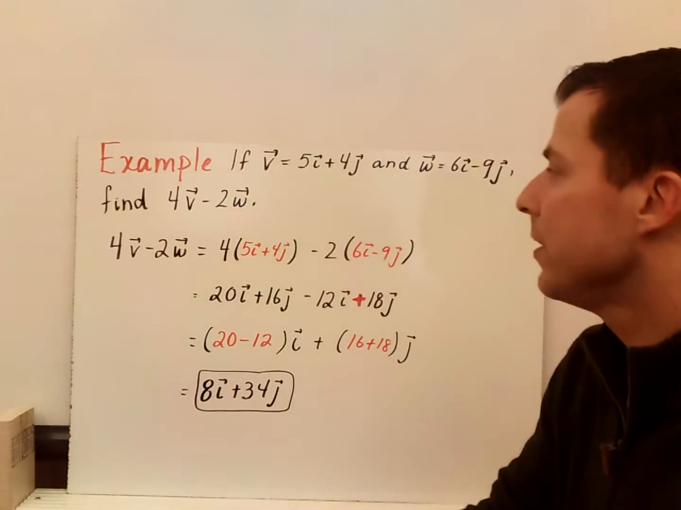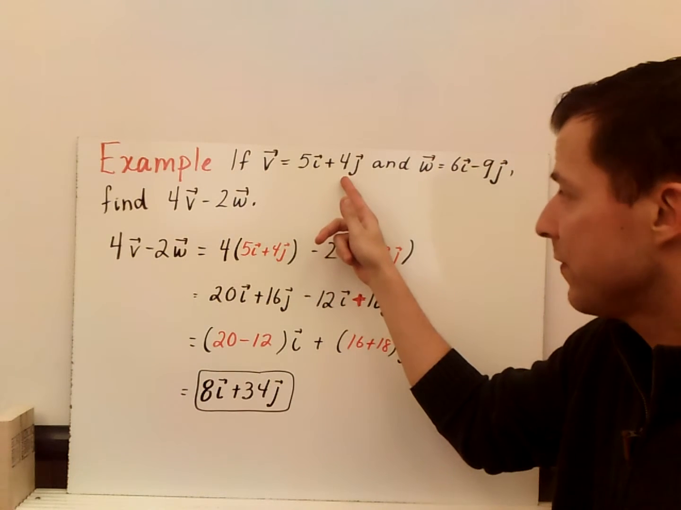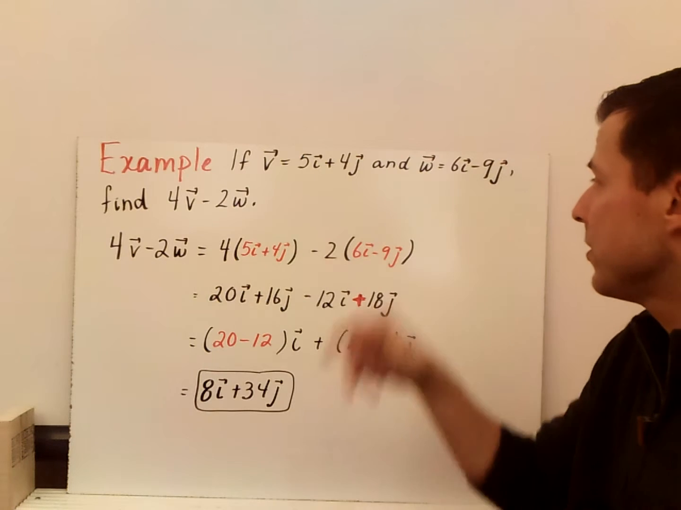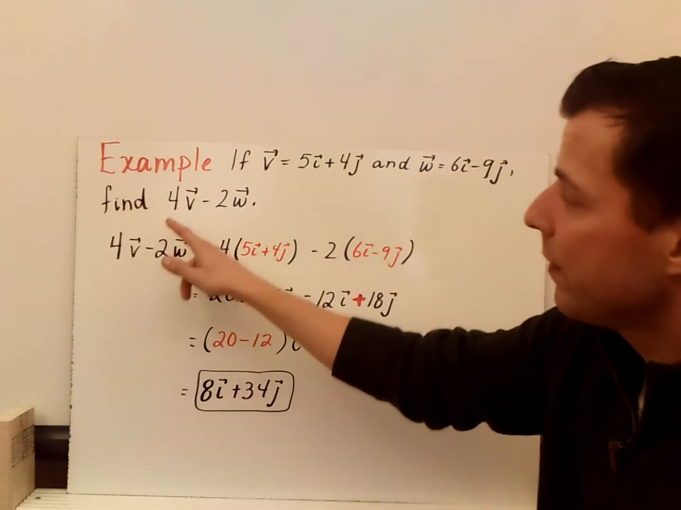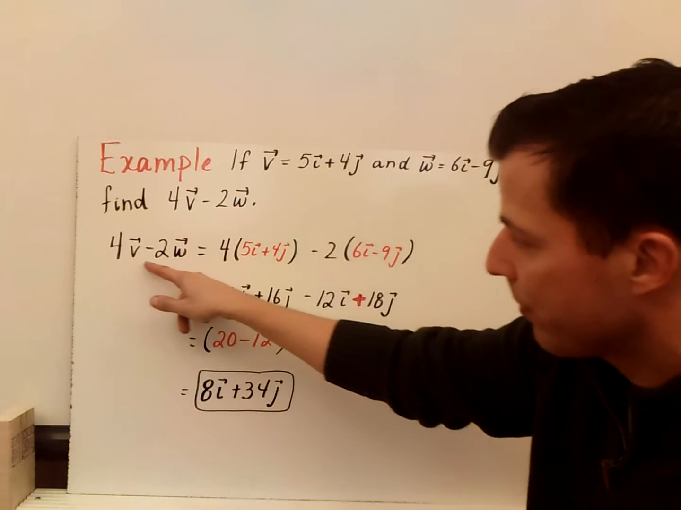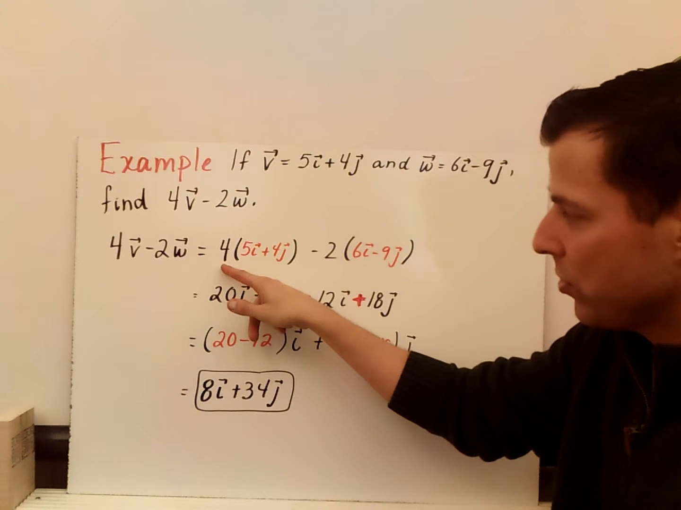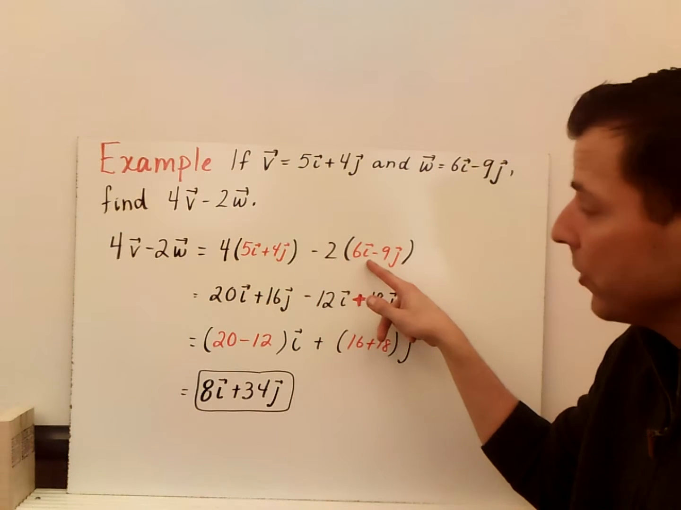The last example is a linear combination of two vectors. V is defined as 5i plus 4j. W is, again, 6i minus 9j. So I want 4 times vector V minus 2 times vector W. So there's my problem. Here's the substitution. 4 times vector V minus 2 times vector W.